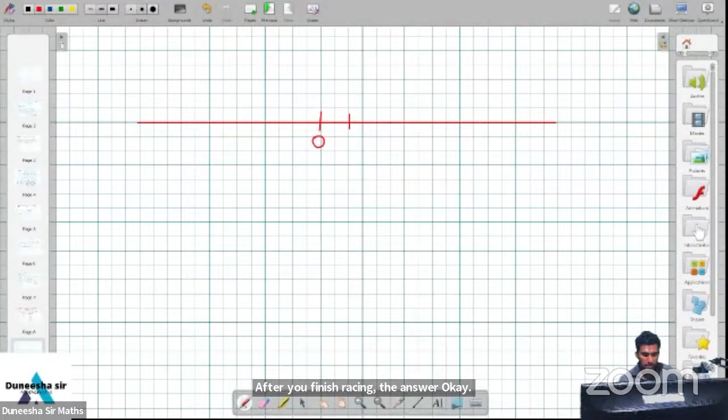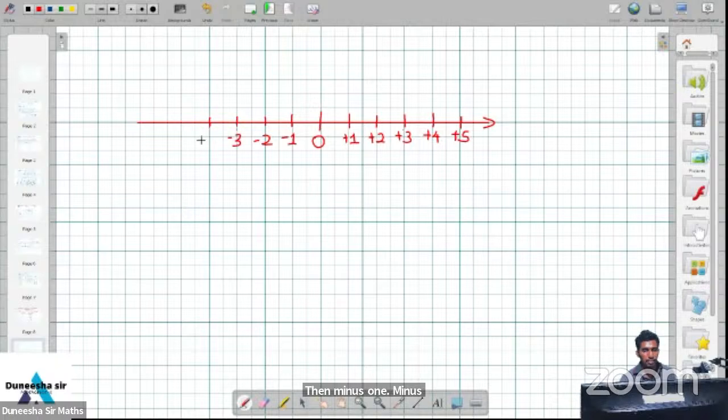Draw this number line. +1, +2, +3, +4, +5. Then -1, -2, -3, -4, -5. Okay.